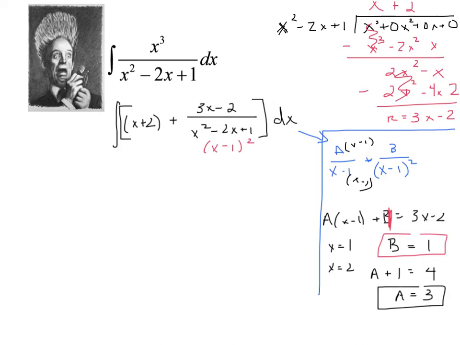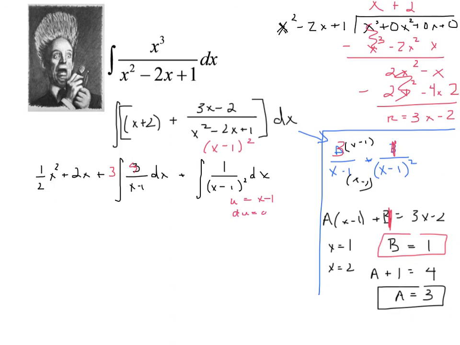So now, since I know A is 3 and I know B is 1, we can probably do some pretty easy substitution stuff with this. Let me go down here. I'm going to do the integral of x, so 1/2 x squared plus 2x plus, and let's see, A was 3, so 3 over x minus 1 dx plus 1 over x minus 1 squared dx. Bring the 3 out. This one's now easy. The other one might need substitution. You might think, well, if I made u equal to x minus 1, du would be dx. Essentially, it's x minus 1 to the negative second, or u to the negative second.